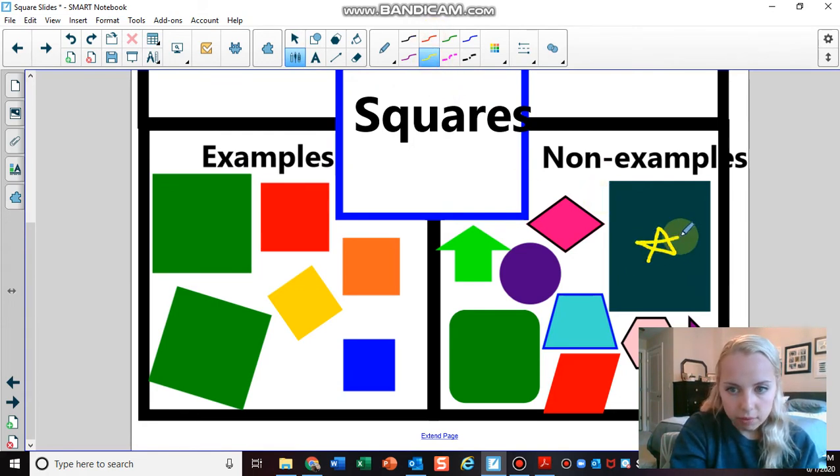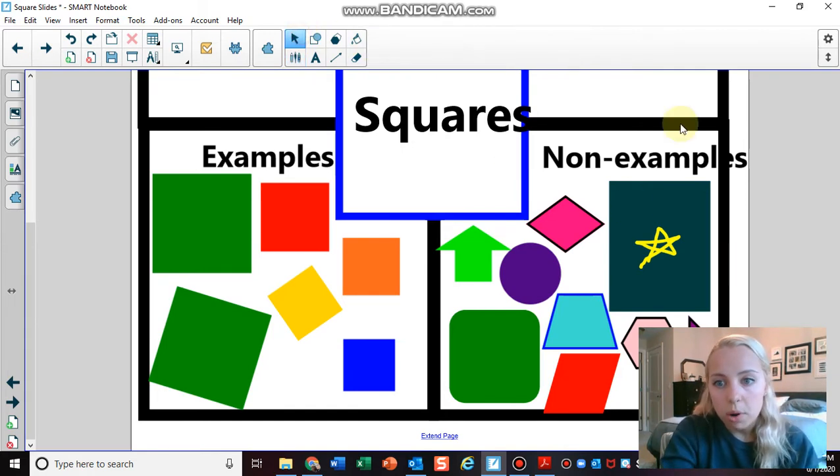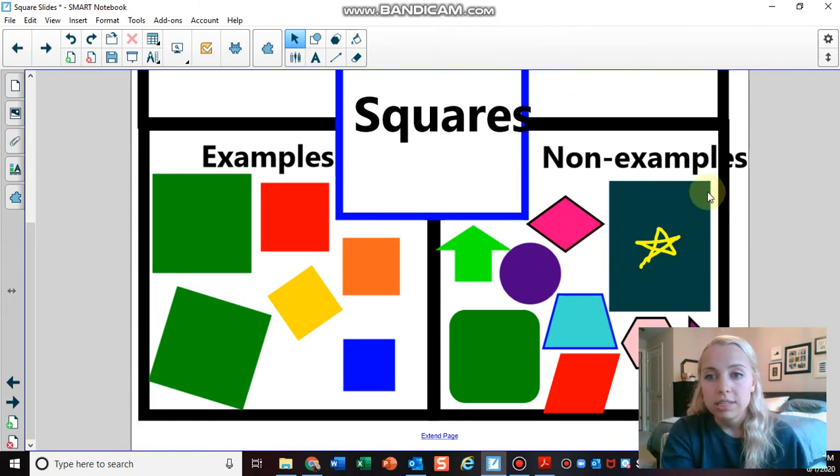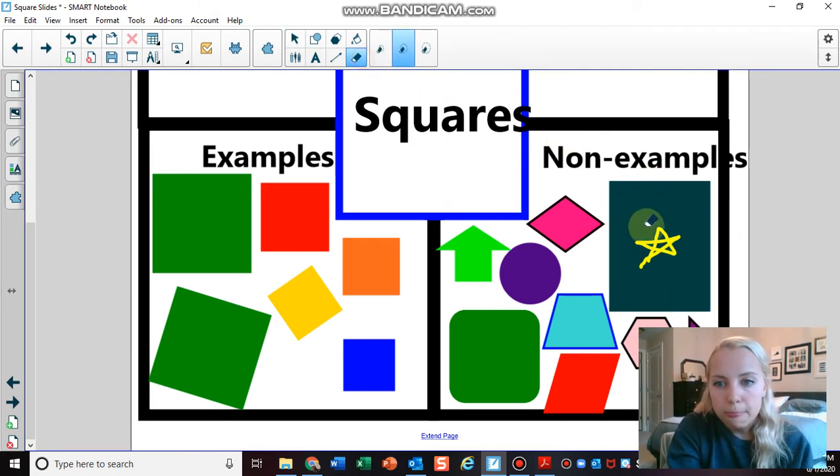We have one rectangle here and one rectangle here. We know that they are not squares because the sides are not equal. If you can see right here, the sides that are going up and down on this shape are longer than the sides that are going side to side. So these cannot be square. This cannot be a square because the sides are not equal.